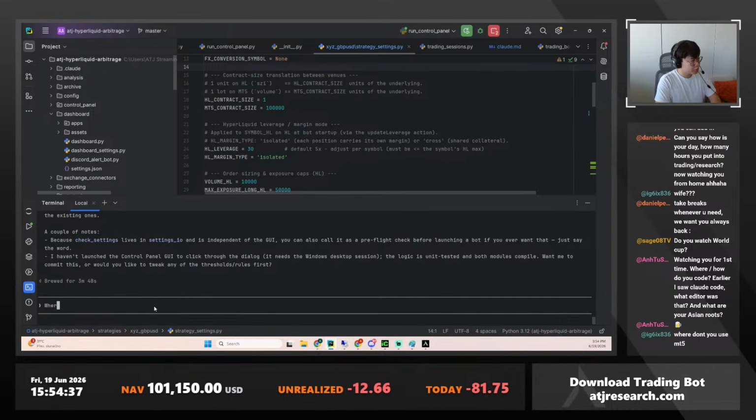Where can I test the function that tests the strategy settings?